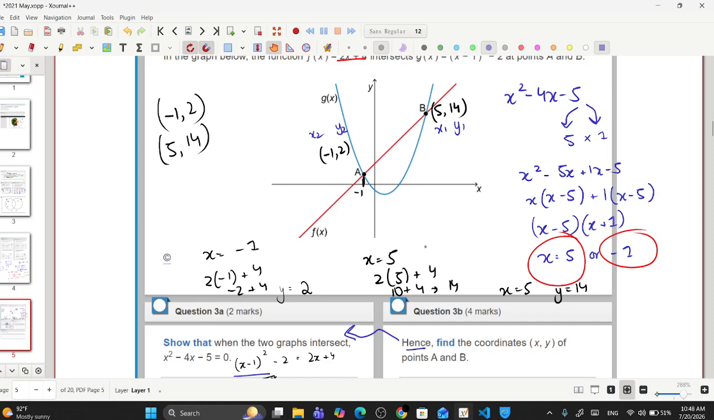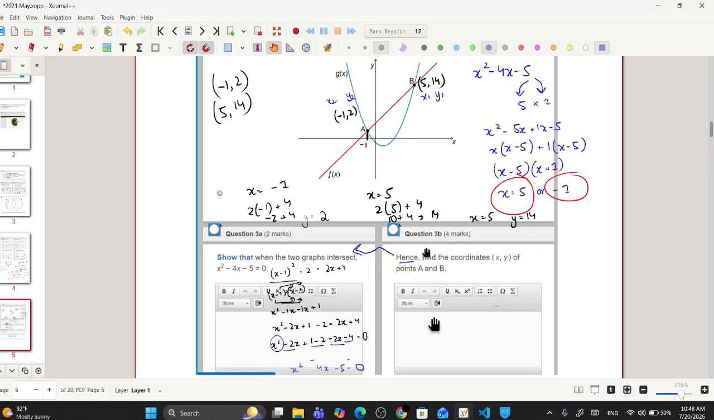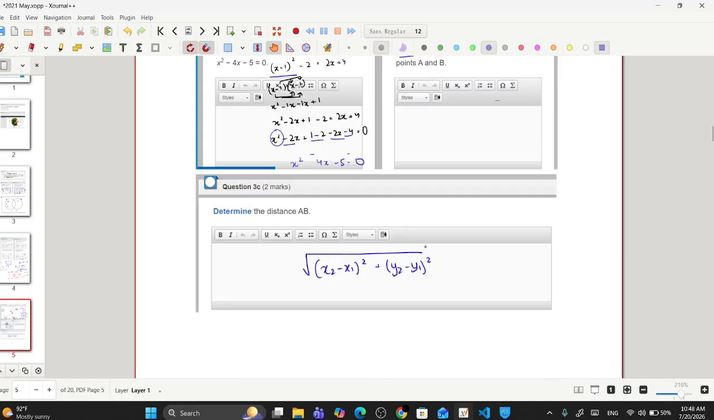So the formula that is used is under root of (x2 minus x1) whole square plus (y2 minus y1) whole square. This formula is general, it's always used. And this is also going to be given. So we can write this as (minus 1 minus 5) whole square plus (2 minus 14) whole square.